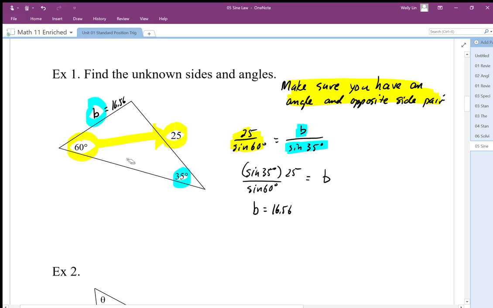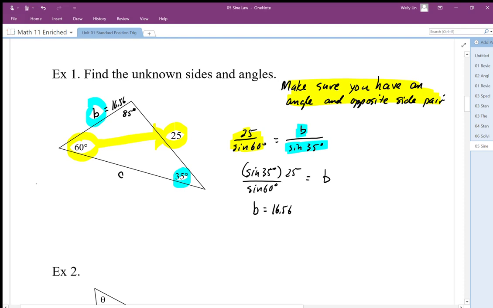We need to get the third angle and third side. Well, in this case, since we know two angles of the triangle, we can find the third angle by subtracting from 180 degrees. So it's going to be 180 minus 60 is 120, minus 35 is going to give us 85 degrees. We'll call this side C.